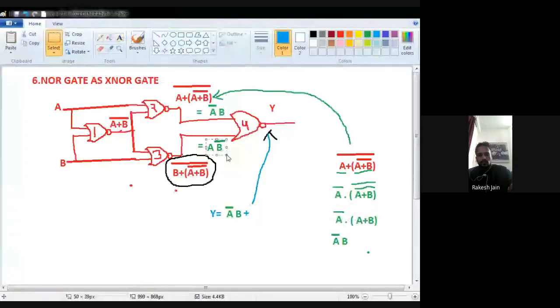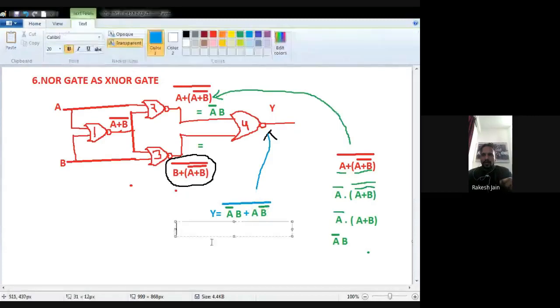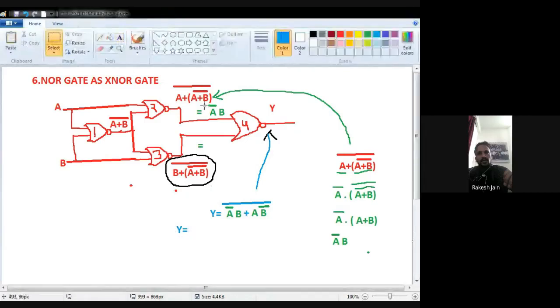Second input is what? A B bar. First input plus second input, having a total bar. Okay, so now this will be the output.